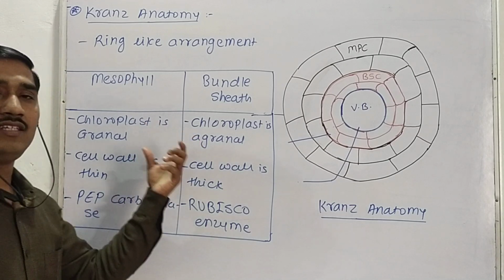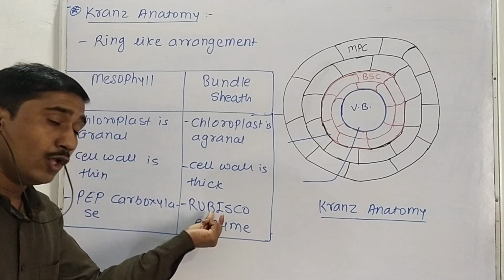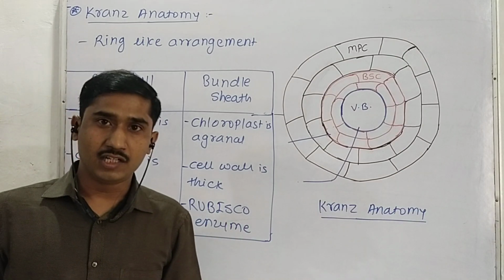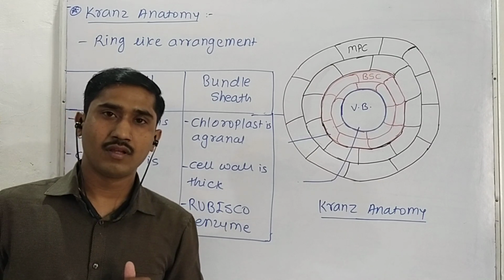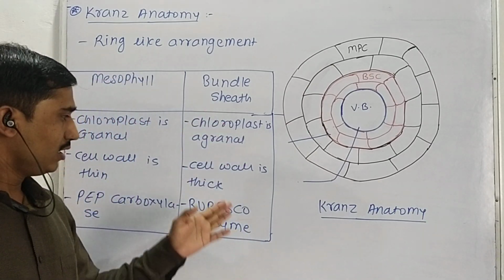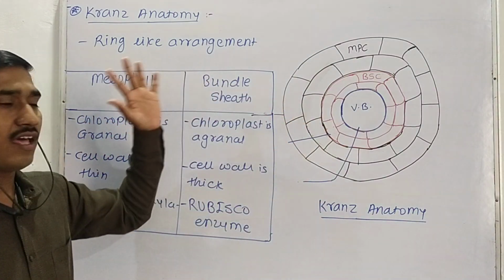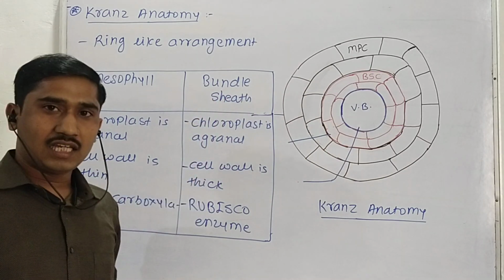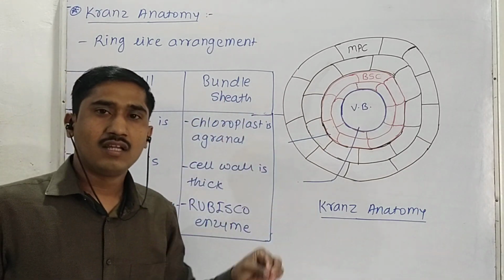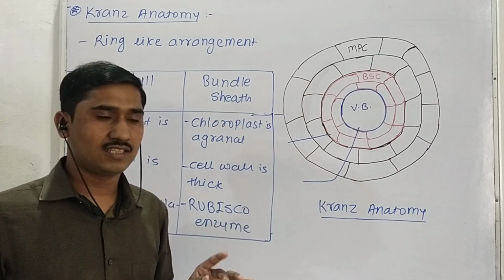Now, why is this type of arrangement there? All of you know that the Rubisco enzyme has affinity towards CO2 as well as towards O2. Just to prevent the Rubisco enzyme from reacting with O2, this structural arrangement is there. Such Kranz anatomy is present in C4 plants, and they follow the C4 pathway of photosynthesis.